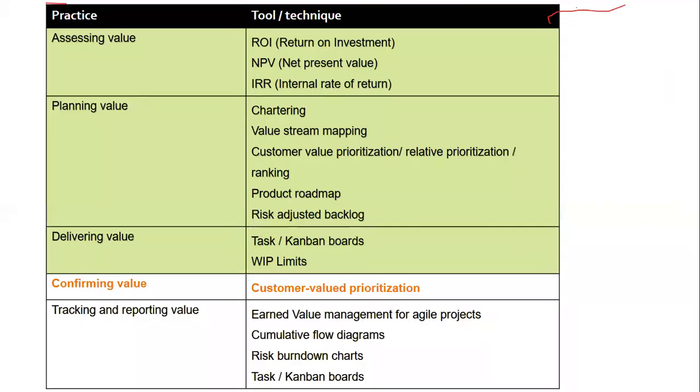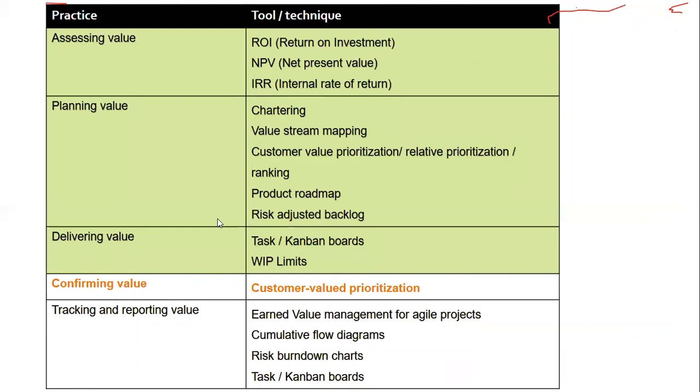And confirming value is again like customer value prioritization, it's repetition. So if you can recollect customer value prioritization, it will be good. What are the 5 methods of customer value prioritization? Maybe if anyone can just unmute yourself and say the 5 methods for customer value prioritization. Anyone can volunteer and explain those 5 methods? No volunteers?